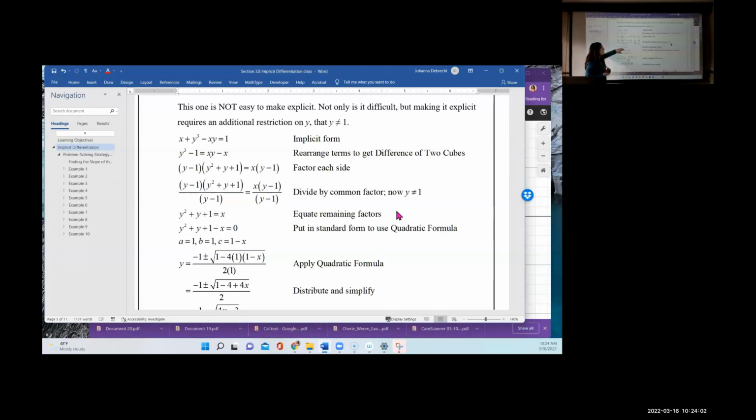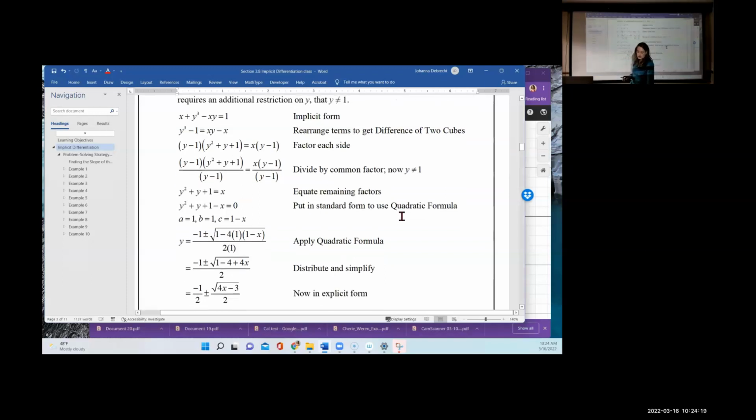Now what do we have? We have y squared plus y plus 1 equal x. We equate what's left. Then we move the x to the left so we can get it in standard form because we're going to have to use the quadratic formula. I told you this is a nightmare. This is not simple on how to turn this into an explicit equation. Our a is the coefficient of the y squared term, which is 1. Our b is the coefficient of the y term, which is 1. Our c is everything else, which includes 1 minus x. So our c is actually an expression involving the variable x.